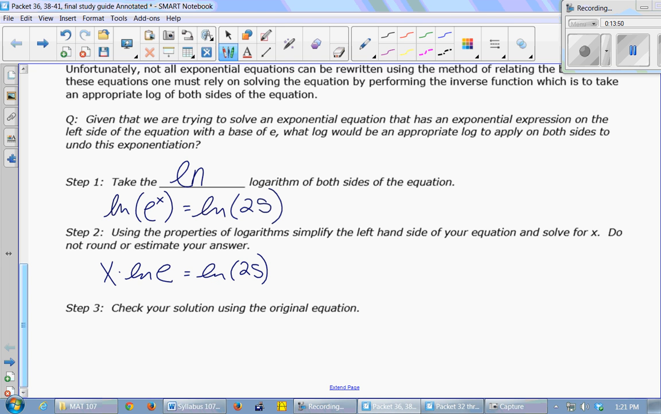What is the ln of e equal to? 1. Yeah. And if you didn't know that, you could type it in your calculator, right? So this says that x is equal to the ln of 25.